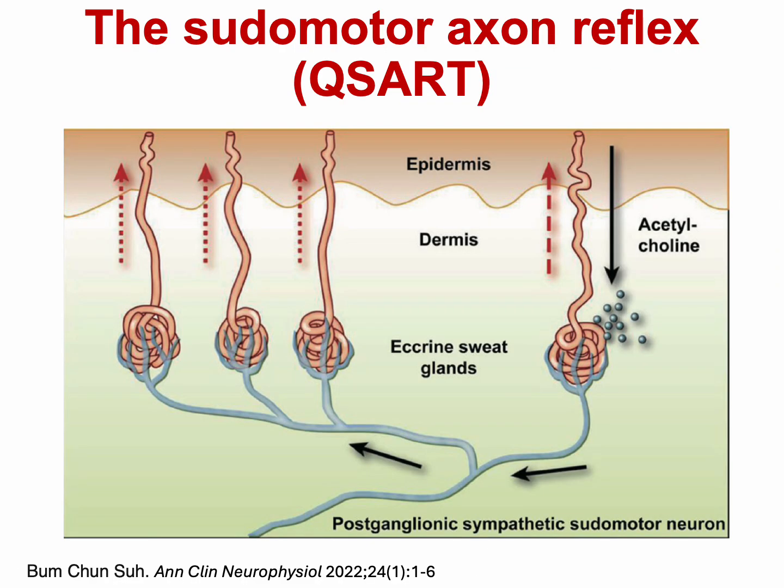Now, the Q-SART test evaluates small fiber neuropathy by triggering a pseudomotor axon reflex. Now, acetylcholine is applied via iontophoresis, indicated by the black arrow, stimulating sweat glands directly and indirectly. The nerve signals first travel backward antidromically and then forward orthodromically to activate nearby glands, producing a measurable sweat response that reflects autonomic nerve integrity, as shown by dotted arrows.